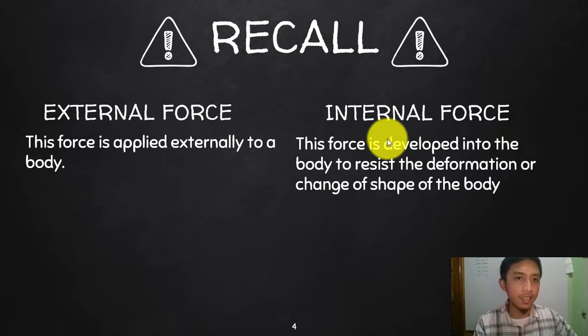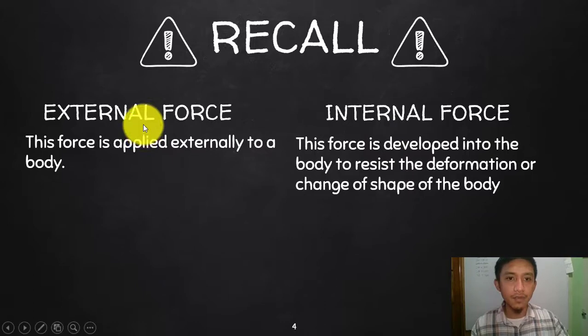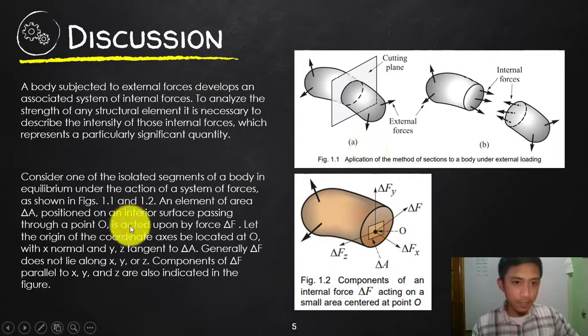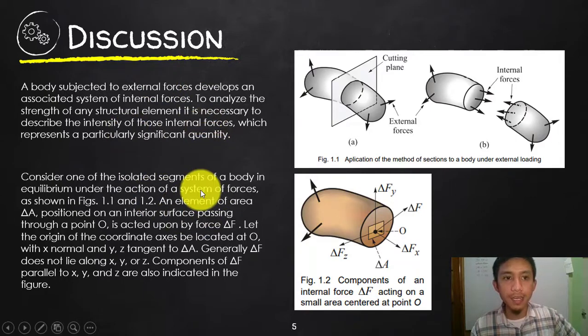There is an equal reaction for the body to be in equilibrium, isn't it? There should always be an equal reaction to a force, so that there will be no resultant. Because if there is a resultant, there should be deformation, there should be an effect. So that is the difference: external is an outside force acted on the body, and internal is a force acted by the body to counteract the external force. Those are the simple recall, so you can read about this. I will just explain this one in general.